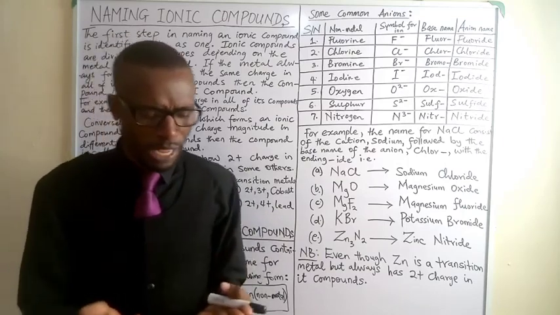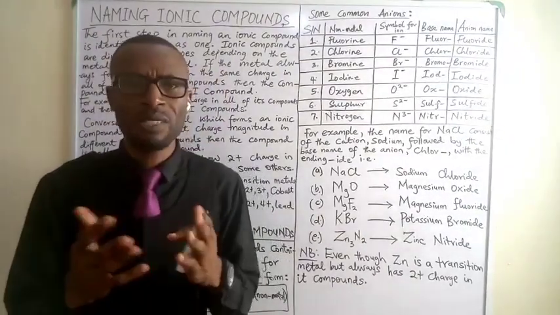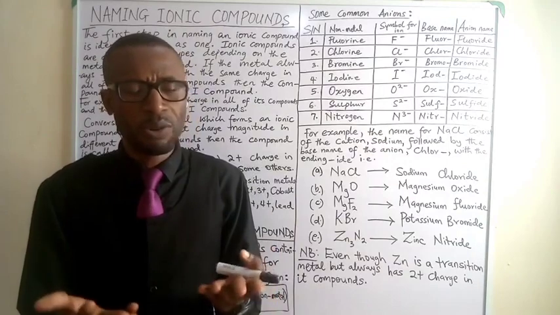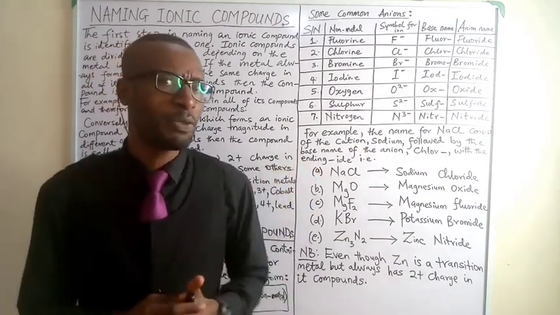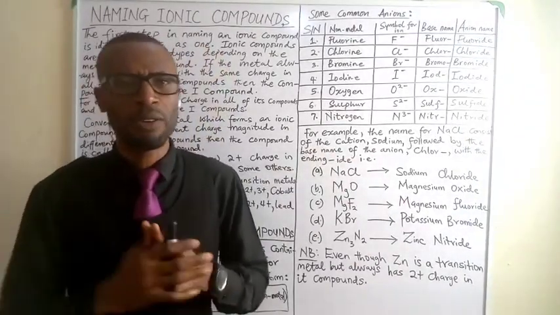Now, once you've been able to identify the presence of a metal, the next thing you're going to ask yourself is, what type of metal is present? Because the type of metal is going to tell us the type of ionic compound that you have. We have two types of ionic compounds. We have type 1 ionic compound and we have type 2 ionic compound.